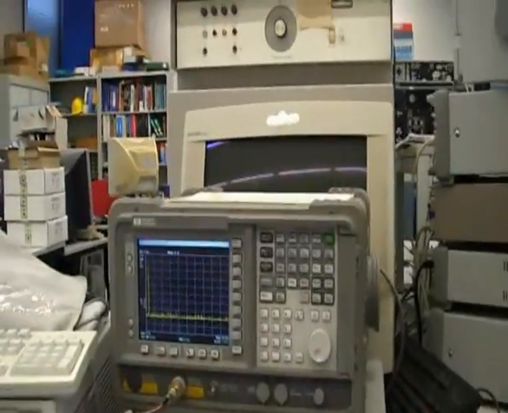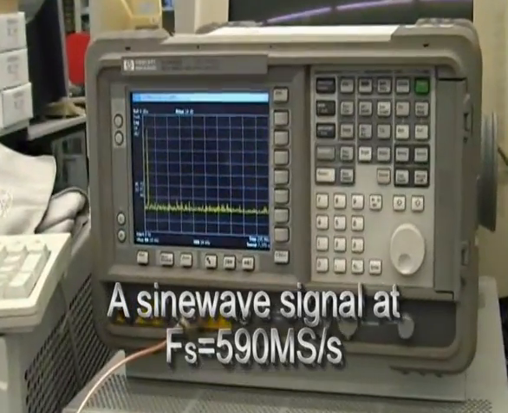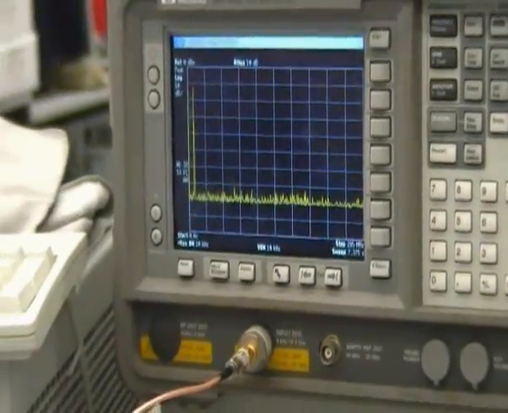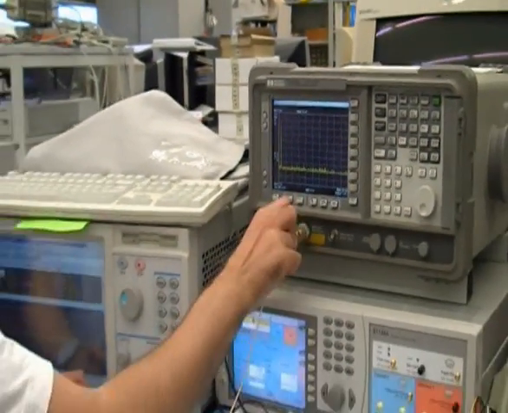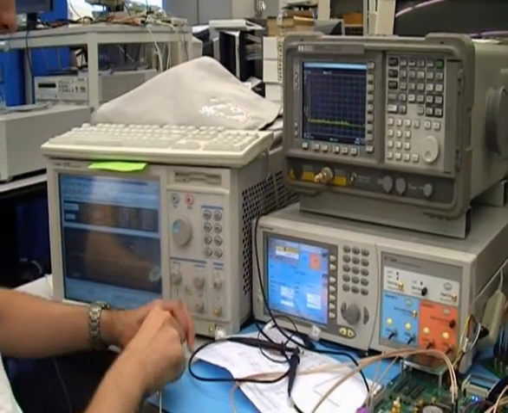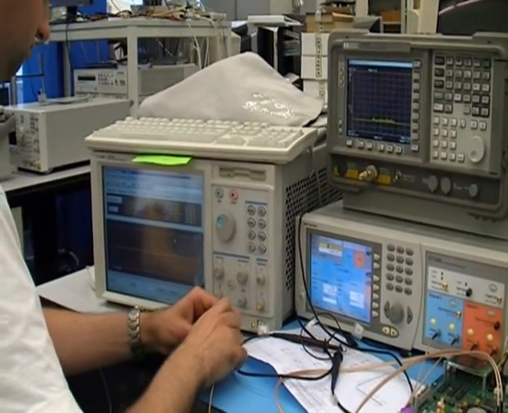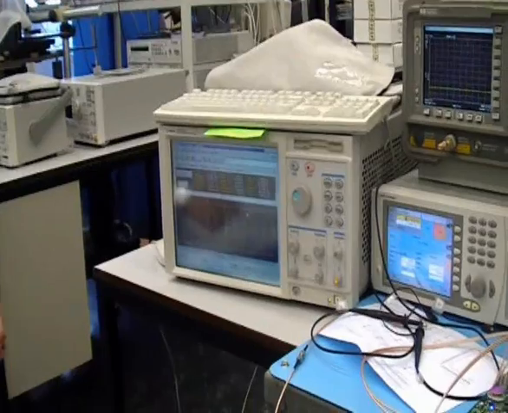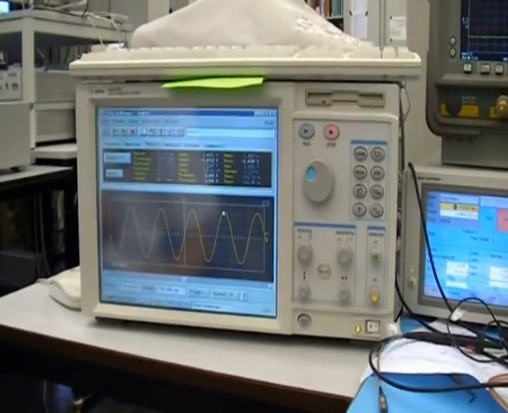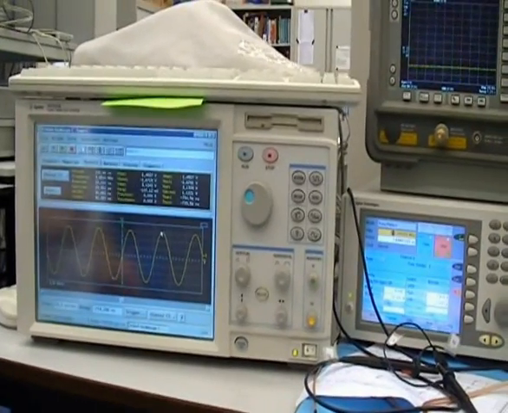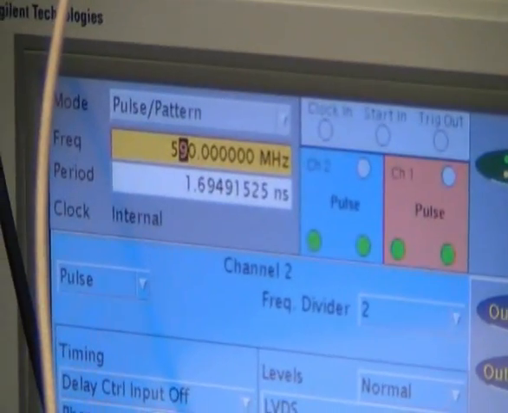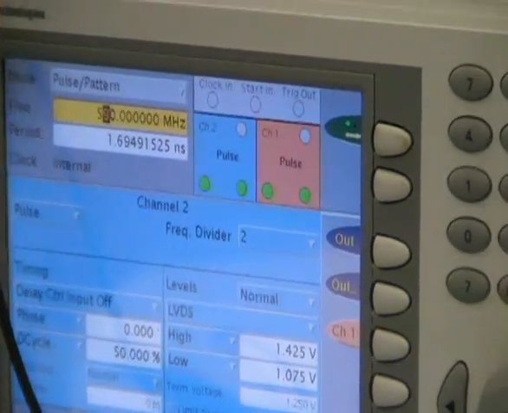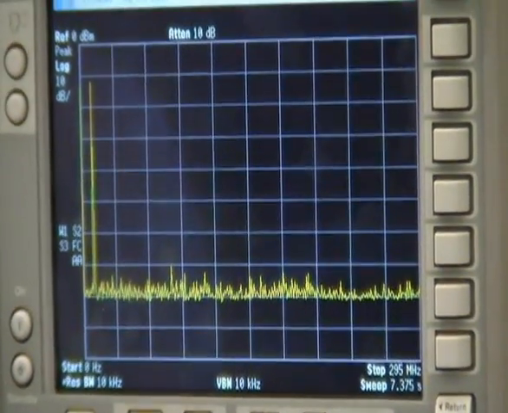So we are seeing now in the frequency domain the output of the DAC. Can we see it also in the time domain? It's a 10 megahertz sine wave, and this is the time domain. So 590 megasamples per second for the clock is the maximum speed you can achieve, and you get a clean spectrum.